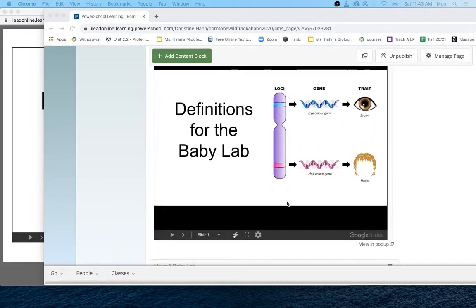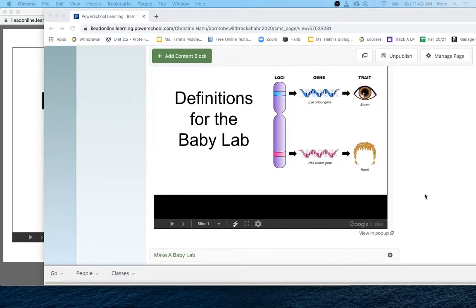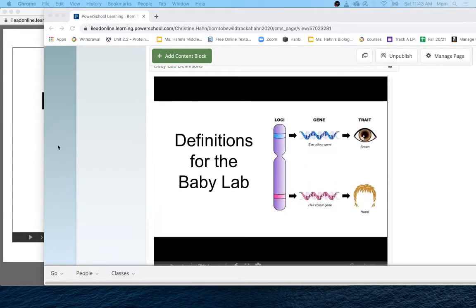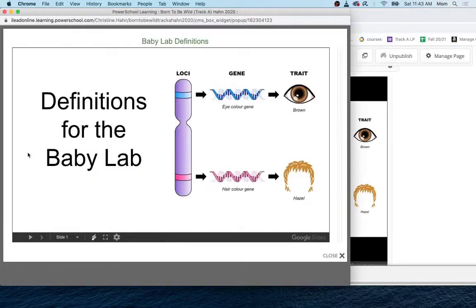Here are some definitions on a slideshow that will help you understand some of the terms we're going to use in the lab. One of the first things you're going to do in the lab is flip a coin to see whether your baby is a boy or girl.